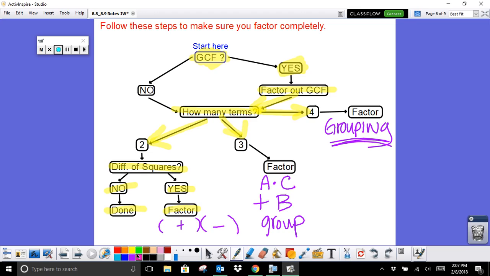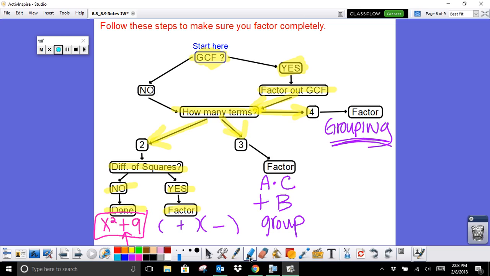For example, if I were to give you x squared plus 9, is this considered to be a difference of squares? There is no GCF. Now if it's a binomial, I check, is it a difference of squares? Well, no, I can tell by that plus sign right there that this is not a difference. In that case, that would be my answer. There would be nothing else I could do to that.